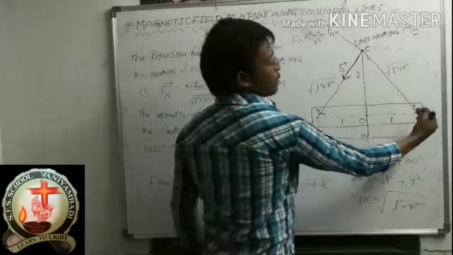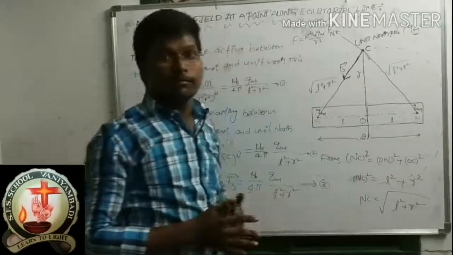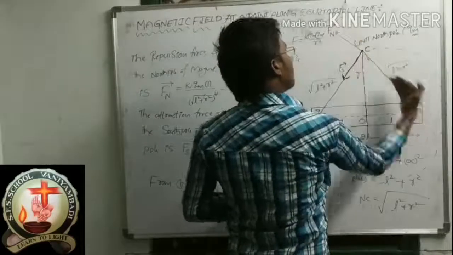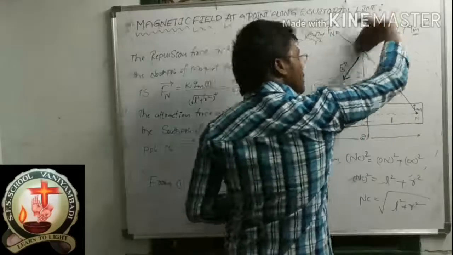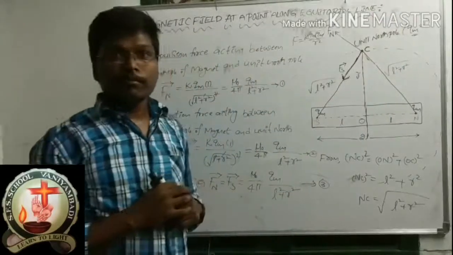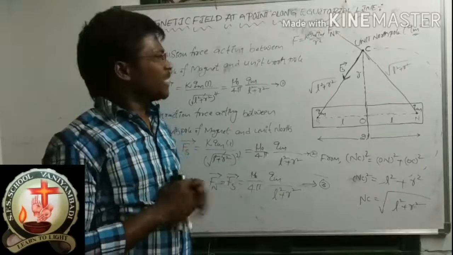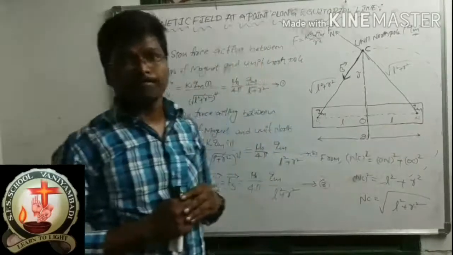With respect to North Pole, this is the direction. With respect to South Pole, this is the direction. Correct, no? With respect to North Pole, what is the force direction? Repulsion force, it is this direction. With respect to South Pole, attraction force, what is the direction? This direction. So here, first of all, we should discuss the North Pole.